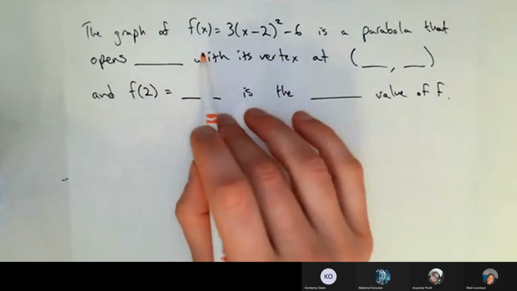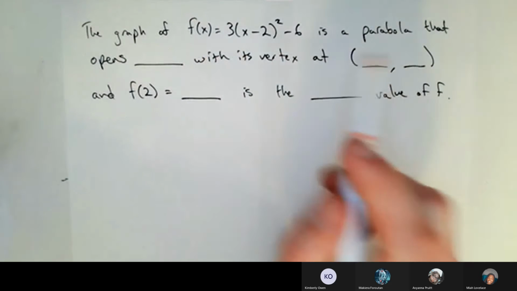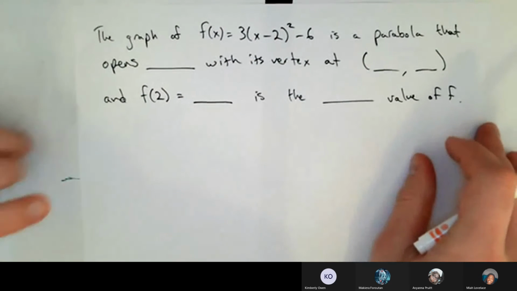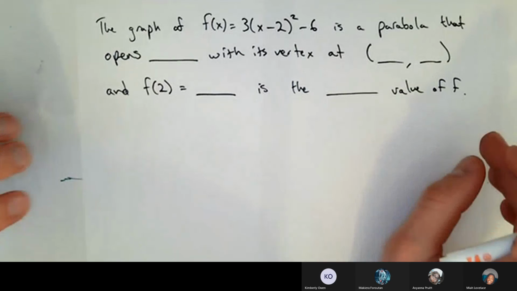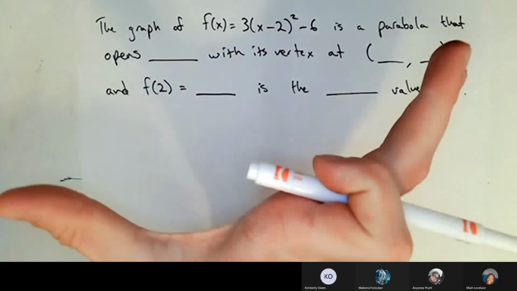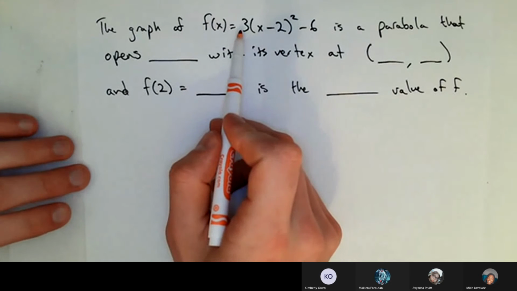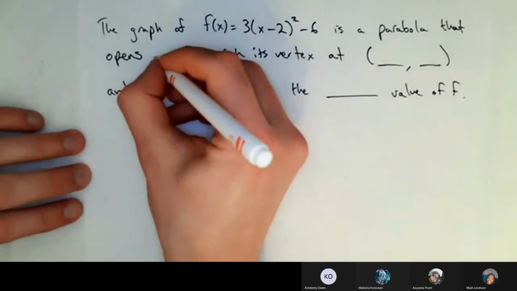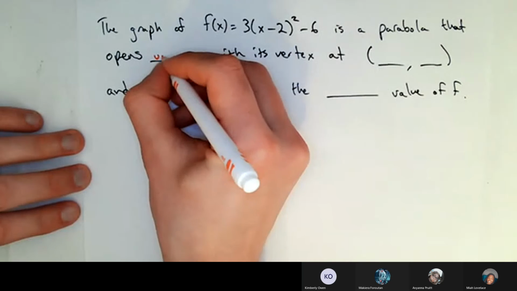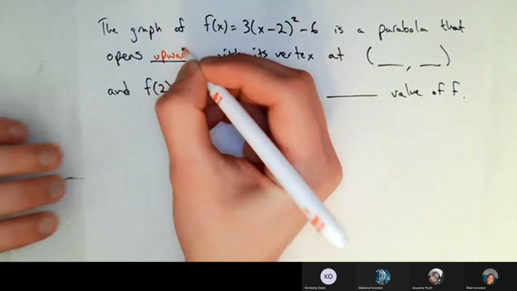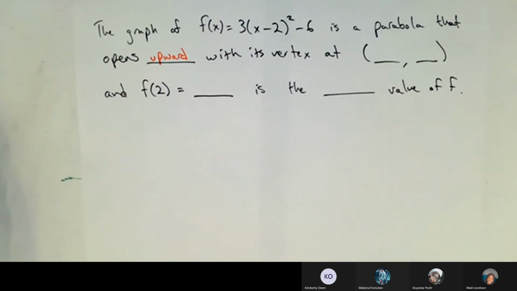Okay, first of all, this is a parabola. It's a degree 2, so it should be a parabola that opens. So does it open up or does it open down? Well, since I know that leading coefficient here, the 3, is positive, it opens up. Or I can say upward. Opens upward.